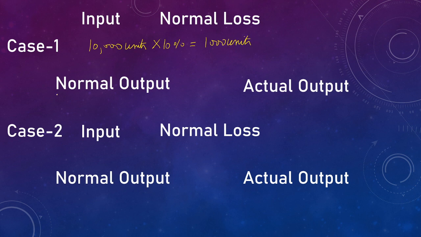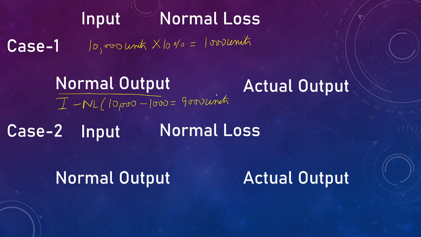Now, normal output is that output which is obtained in the production process under normal circumstances. The formula to calculate normal output is input minus normal loss. Here, input is 10,000 units and our normal loss is 1000 units. So, normal output is 9,000 units.